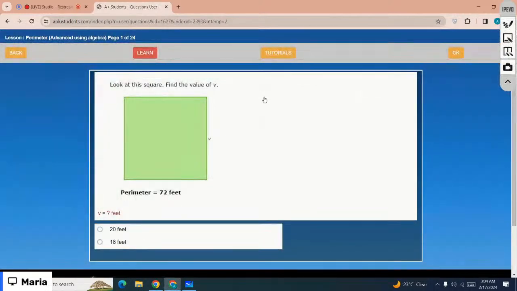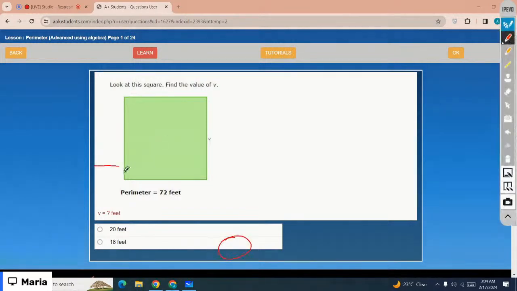Okay, the next one is look at this square. Find the value of V. You are given the perimeter. The perimeter is 72 feet. So you need to calculate the V. V is the side length and the given shape is a square, right? For the square, we all know a square has all four sides equal in length. So if this is V, then this is also V, this is V, and this is V, right? For the perimeter, you need to add all the four sides, V plus V plus V plus V, and you are given the perimeter that is 72, and here you have 4V, right?